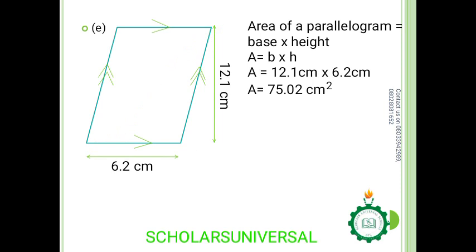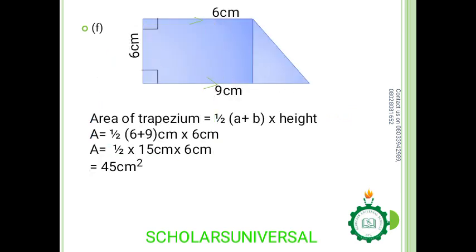So here the formula for area of parallelogram is base times height. When you substitute in your values, the base 6.2 centimeter times 12.1 centimeter gives us 75.02 centimeter square. I believe you are getting that, and that is also reminding you of what you have done before.